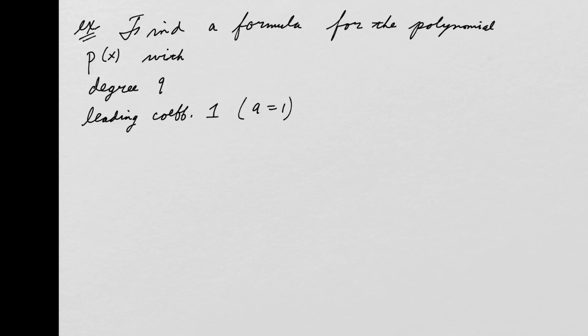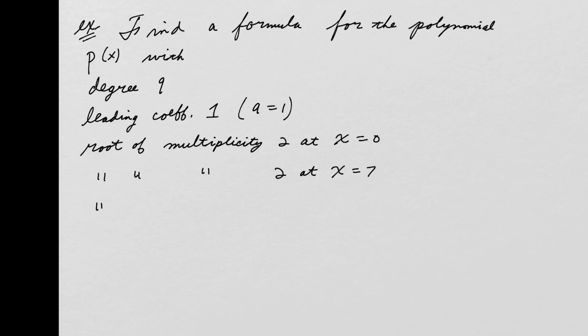A root of multiplicity 2 at x equals 0, a root of multiplicity 2 at x equals 7, and a root of multiplicity 5 at x equals 10. So can I find a polynomial that fits all those criteria? Okay. Well, first of all, let's look at this one first.